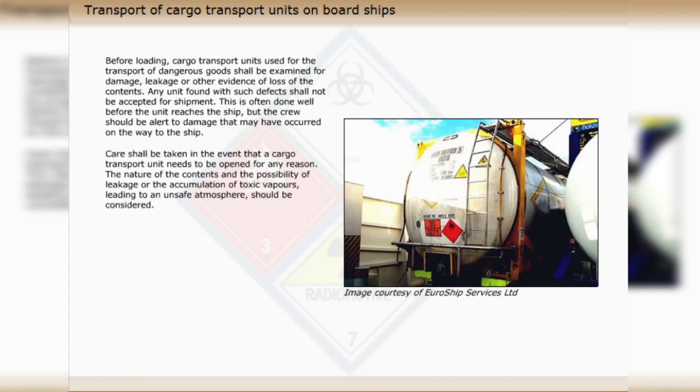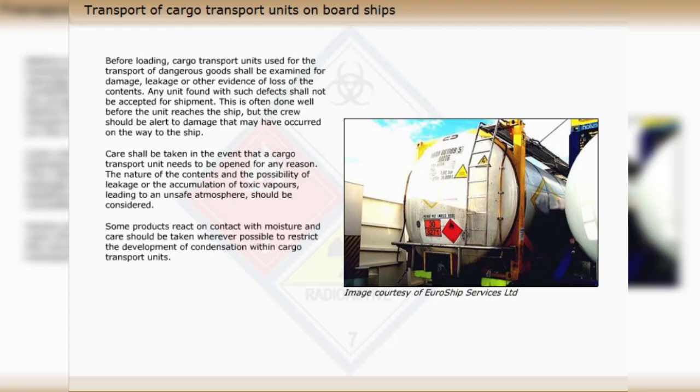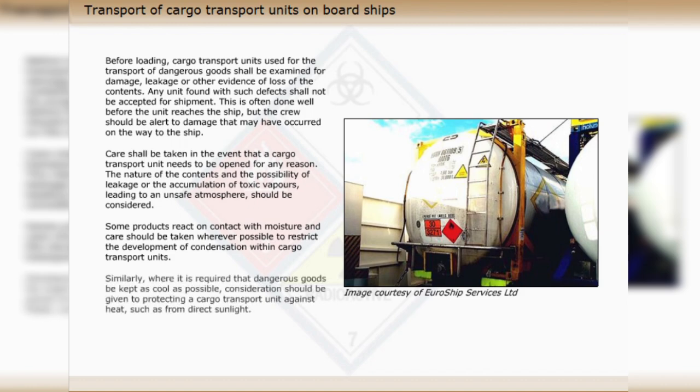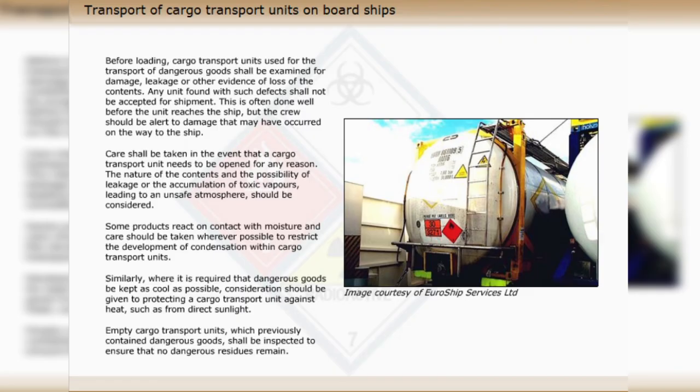Care shall be taken in the event that a cargo transport unit needs to be opened for any reason. The nature of the contents and the possibility of leakage or the accumulation of toxic vapors leading to an unsafe atmosphere should be considered. Some products react on contact with moisture, and care should be taken wherever possible to restrict the development of condensation within cargo transport units. Similarly, where it is required that dangerous goods be kept as cool as possible, considerations should be given to protecting a cargo transport unit against heat, such as from direct sunlight. Empty cargo transport units, which previously contained dangerous goods, shall be inspected to ensure that no dangerous residues remain.